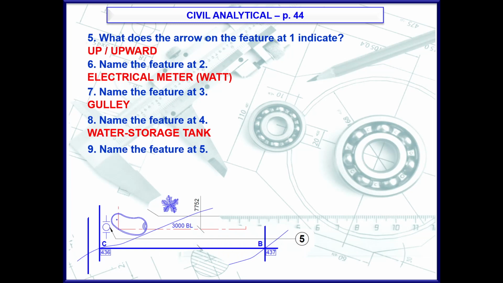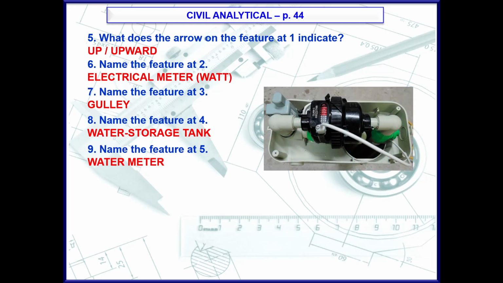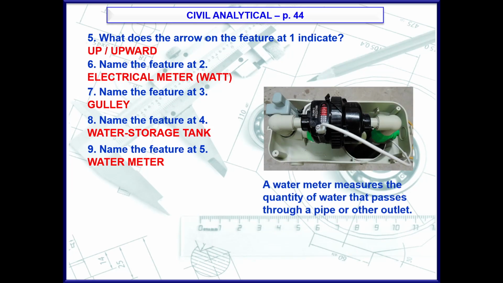Once again, first we need to locate 5, and we can clearly see 5 points towards a symbol, and that specific symbol is my water meter. If we look at a real-life example of a water meter, the purpose of a water meter is to measure the quantity of water that passes through a pipe or other outlet.